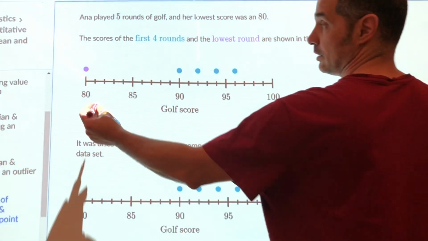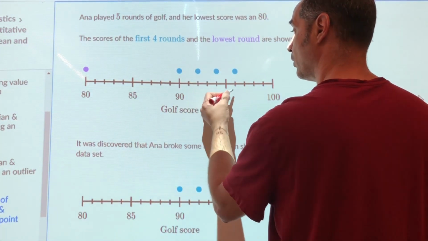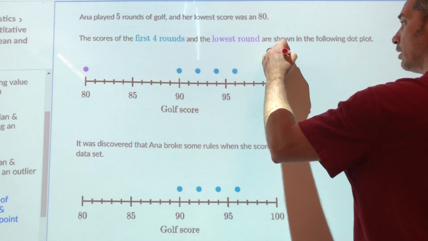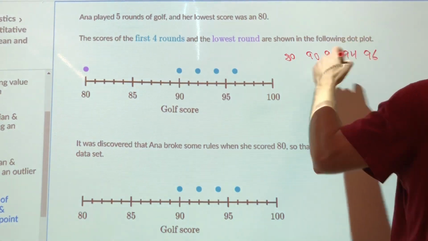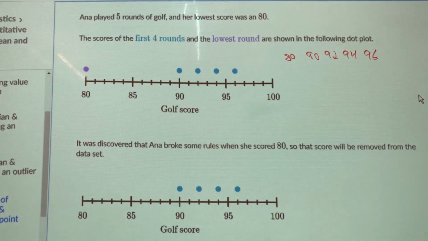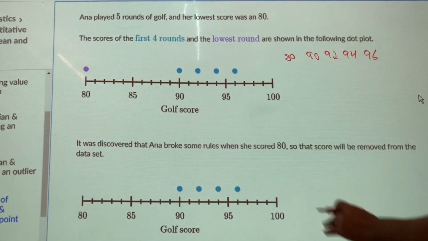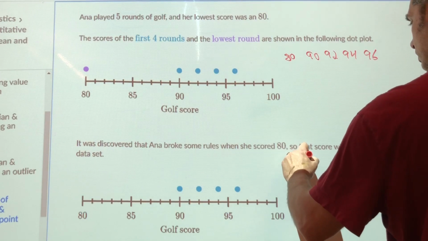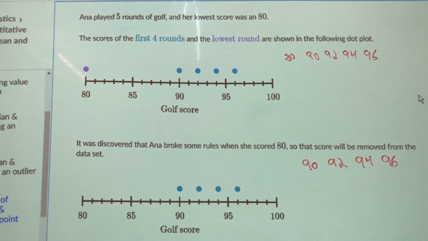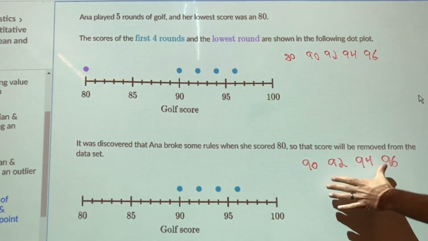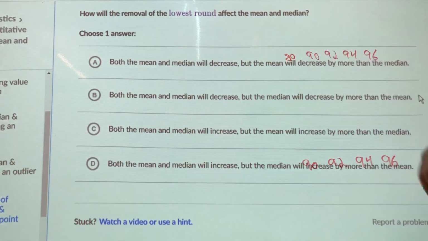So she had 80, 90, 92, 94, 96. 1, 2, 3, 4, 5. She had 5 scores, and she broke some rules so that 80 doesn't count. So now she's left with a 90, 92, 94, 96. All right, so this was the original data, this is the new data. Let's see what the questions ask. How will the removal of the lowest round affect the mean and median?